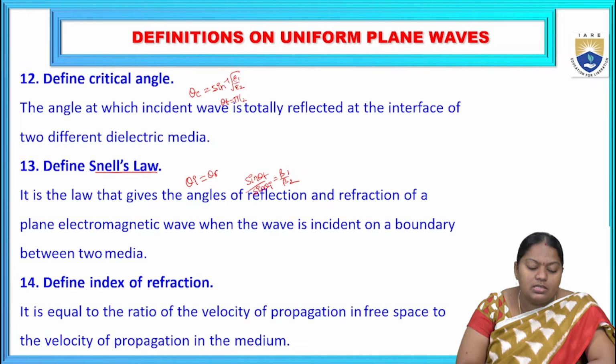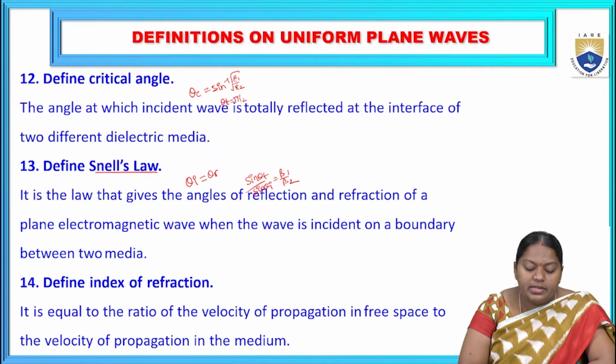So, Snell's law is the law that gives the angles of reflection and refraction of a plane electromagnetic wave when the wave is incident on a boundary between two media. Depending upon experiments, there are two cases: Snell's law of reflection and Snell's law of refraction. For reflection, theta I is equal to theta r, and for refraction, sine theta t by sine theta I equals beta 1 by beta 2. The refraction case is said to be transmission, and that is replaced here as theta t.